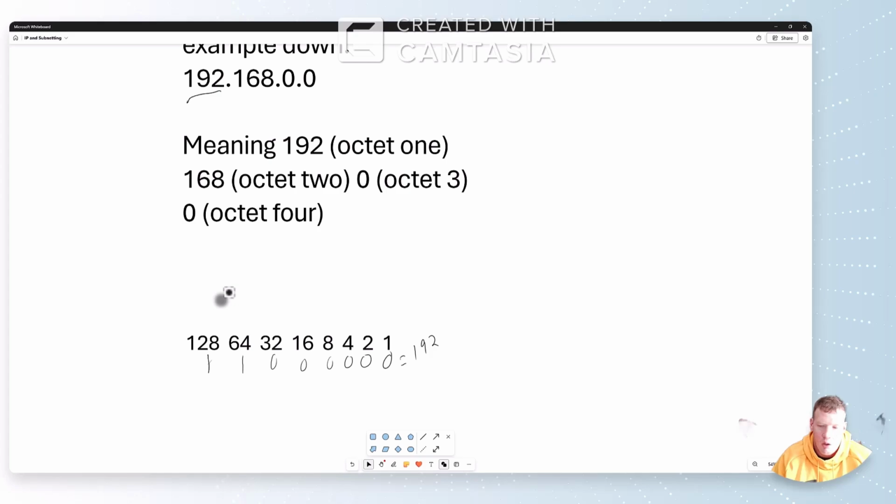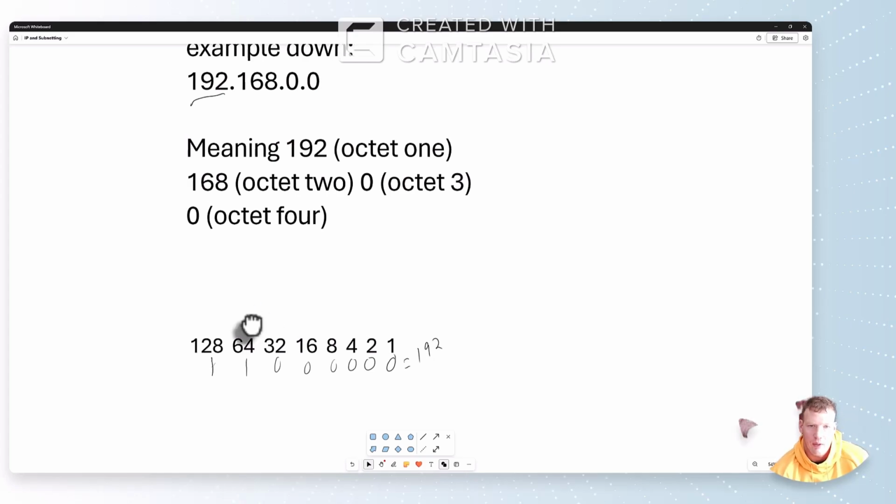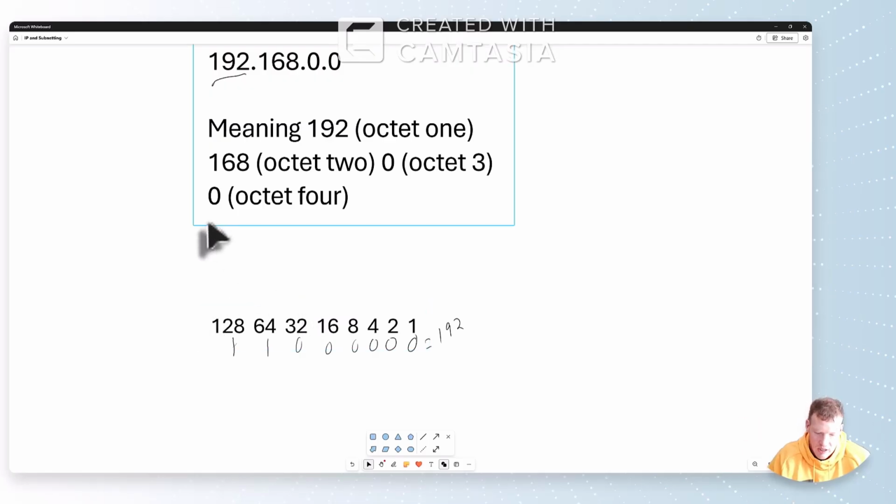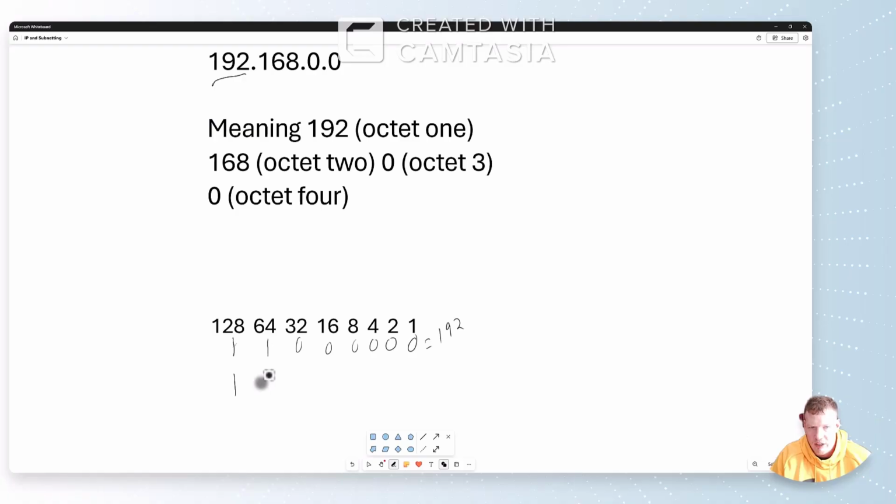Our second one, we could do a similar thing where we will look for 168. We're going to add starting from the left to the right. So 128 does not equal 168, but we need that. We already know 128 plus 64 equals 192, so that can't be it. 128 plus 32 equals 160, and now we need 8 more to get 168. So it's not going to be 16, it's going to be our 8. And we hit 168. So the rest are going to be 0, and now we have 168.